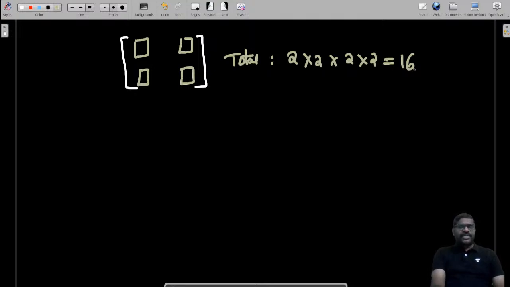Now we have to calculate how many are singular. To calculate singular, first I am calculating non-singular. Non-singular matrices are... Sir, how to calculate non-singular matrices? Observe, the determinant value is non-zero. Concentrate. 1, 0, 0, 1 is non-singular. 0, 1, 1, 0 is non-singular. Next.